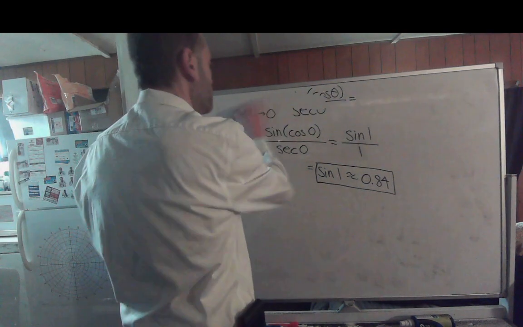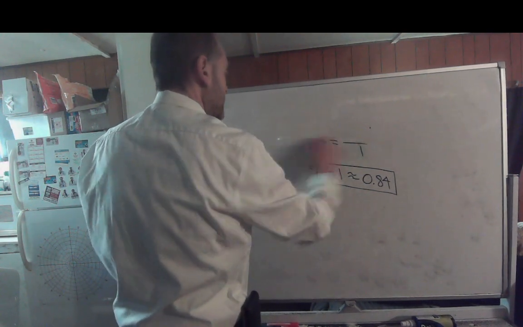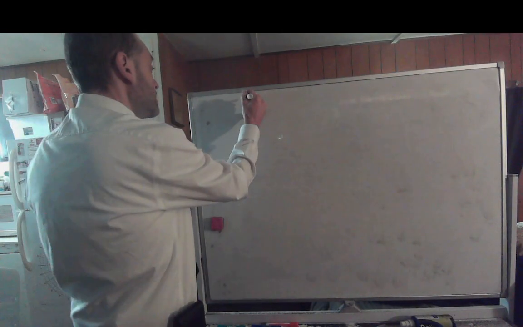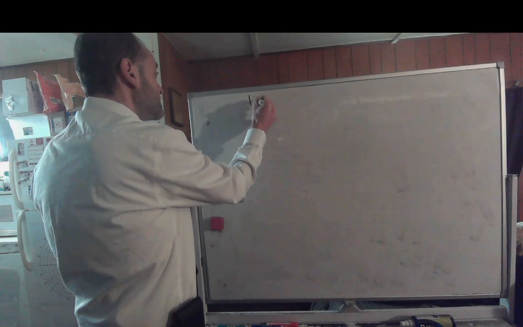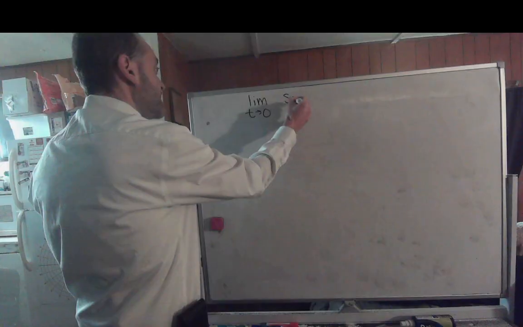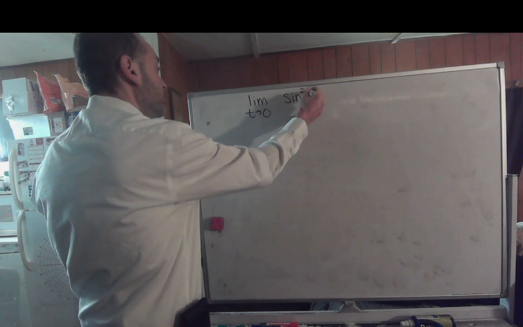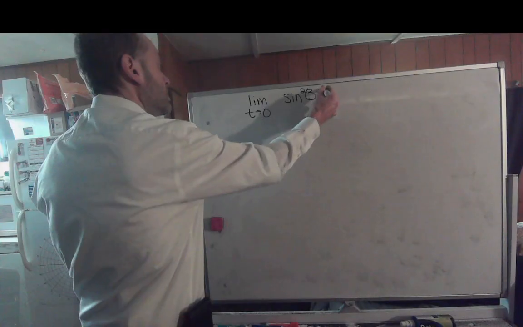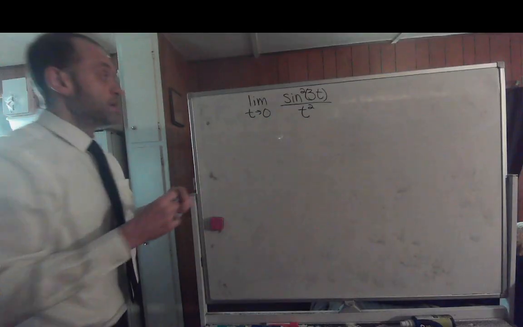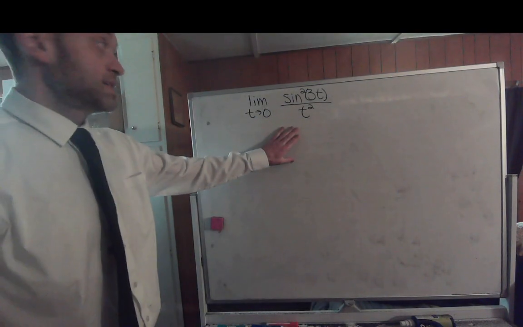Alright, let's go onward. As you do these limits, they'll mix in other limits, make you think it's harder than it really is. Oh, good one, good one. Limit as t approaches 0 of the sine squared of 3t divided by t squared. This looks pretty hideous, doesn't it?